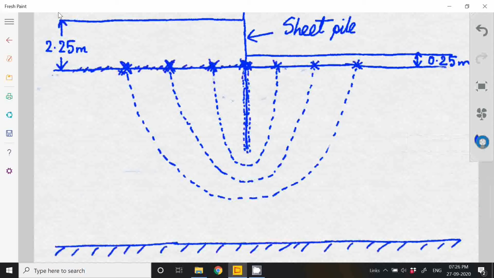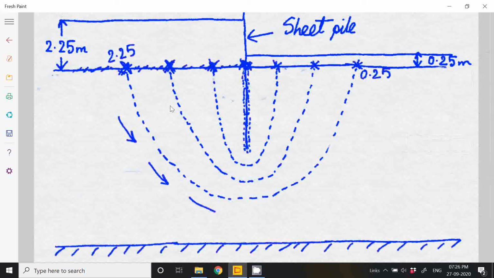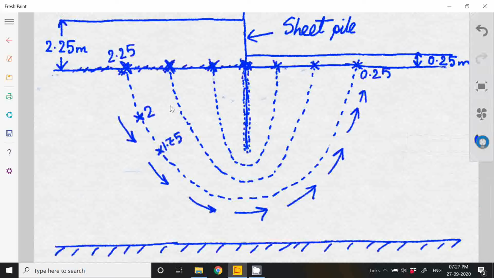Now, here the head is suppose 2.25. This particle which is starting with 2.25, when it reaches this point, the head will be 0.25. So as it moves along like this, its head will start decreasing, isn't it? Its head will keep decreasing as it's moving along. So here maybe the head is suppose 2. Here maybe the head is suppose 1.75. So constantly it will decrease, and ultimately at the end it will reach 0.25.